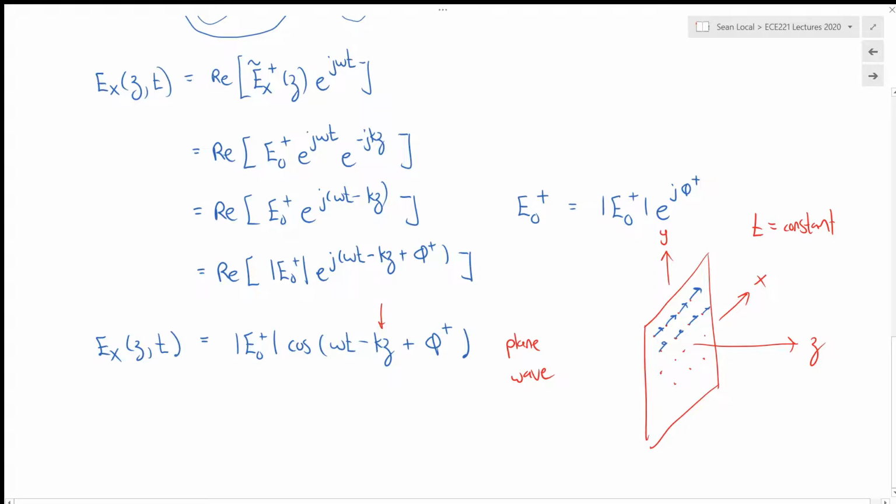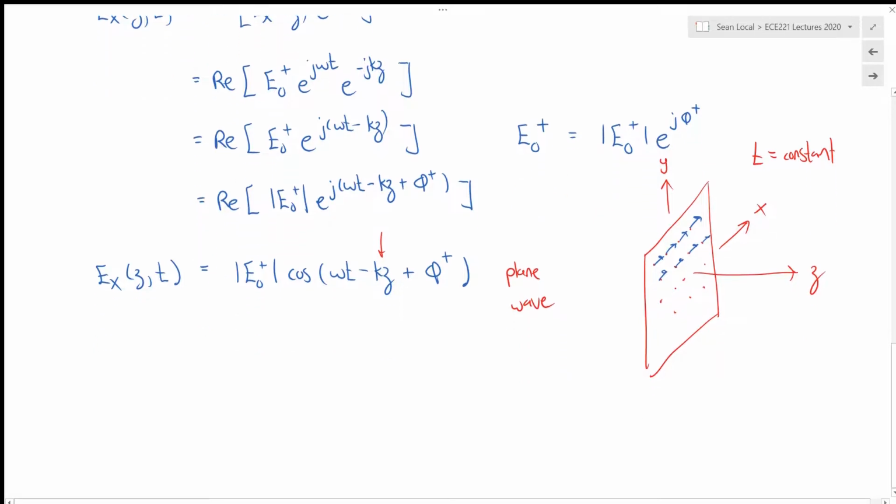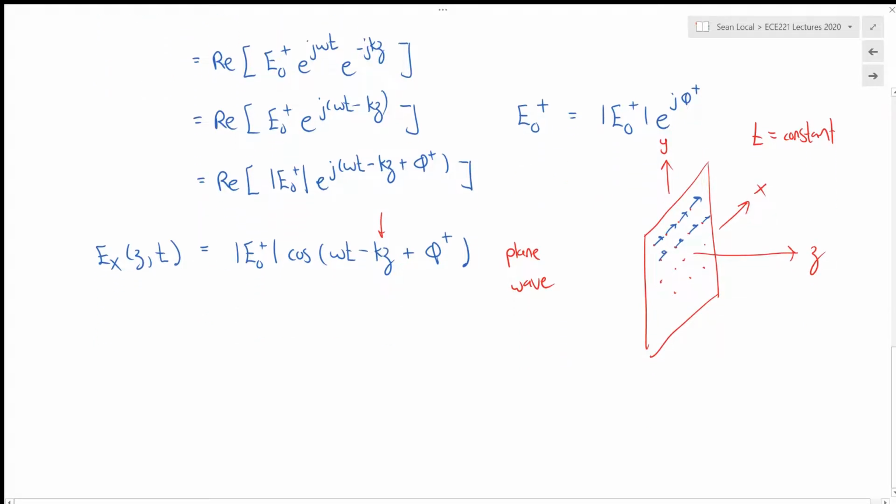And another very important property of this plane wave is that it travels. And this is most obvious by looking at the second part of our solution here. This function, cos omega t minus kz plus phi plus, is a function of two variables, time and space. Now, for the moment, let's just look at the behavior of cos omega t minus kz, because we should recognize that adding a constant to omega t minus kz, which is what that phi plus does, isn't going to change the fundamental behavior of this function. It just shifts it left or right.